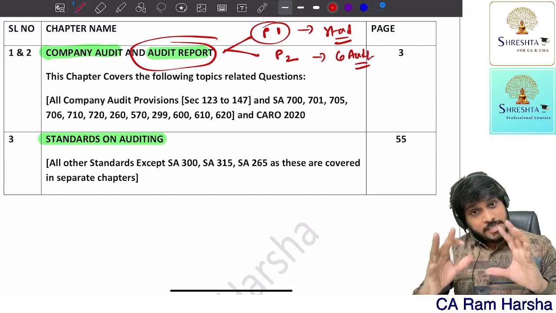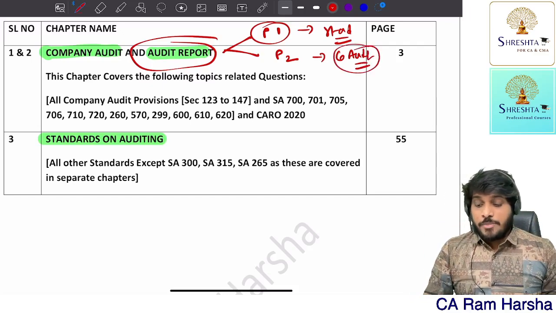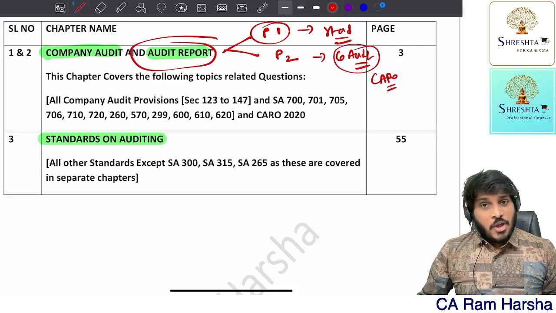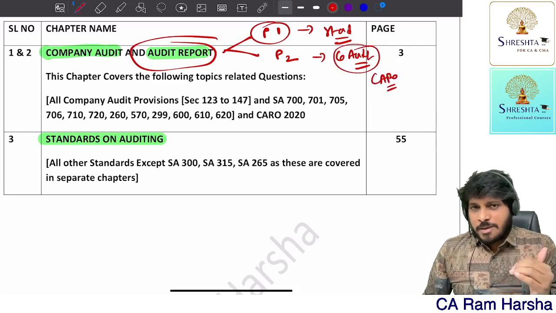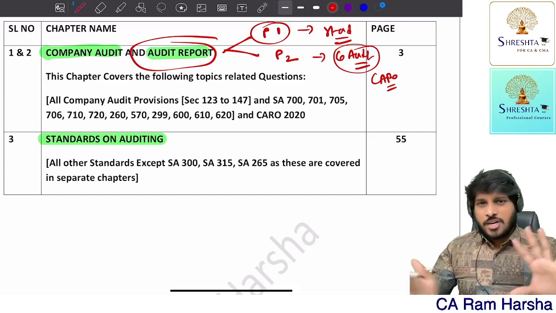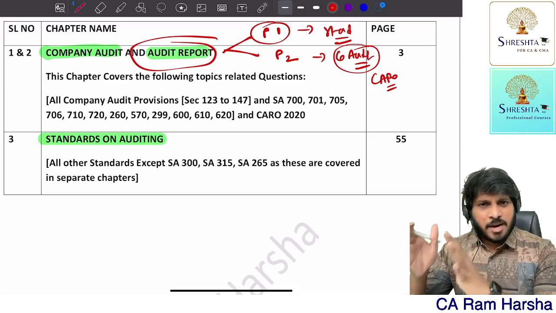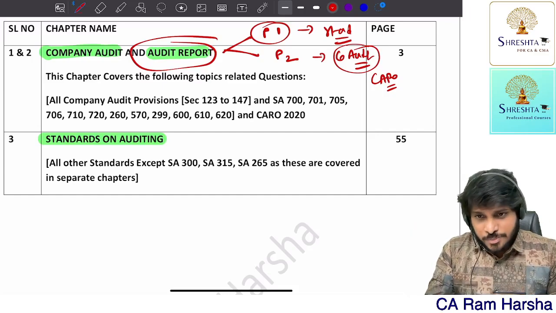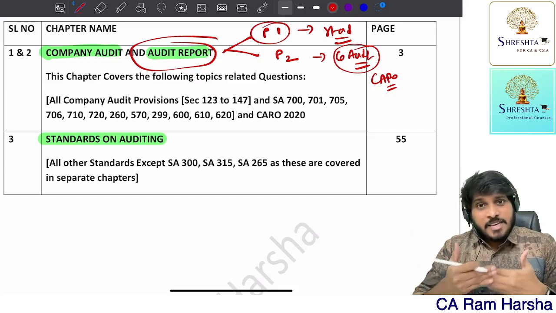In audit report, I discuss a few company audit standards. Now, what do I mean by that? Those of you who watched my marathon, my audit class, very much understand. I discuss CARO not as part of company audit. I discuss it as part of audit report because CARO is part of the audit report that we give in reality.